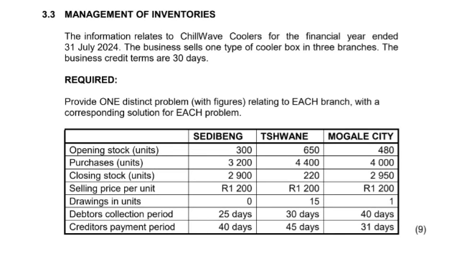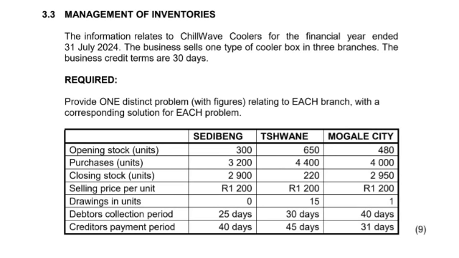In 3.3, we are dealing with management of inventories. It says the information relates to chill wave coolers for the financial year ended 31st July 2024. The business sells one type of cooler box in 3 branches. The business credit terms are 30 days. Required: provide one distinct problem with figures relating to each branch with a corresponding solution for each problem.